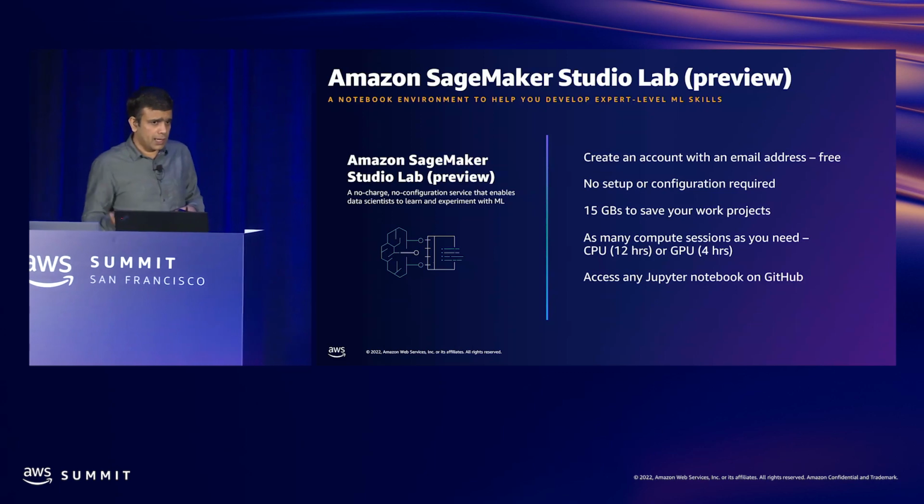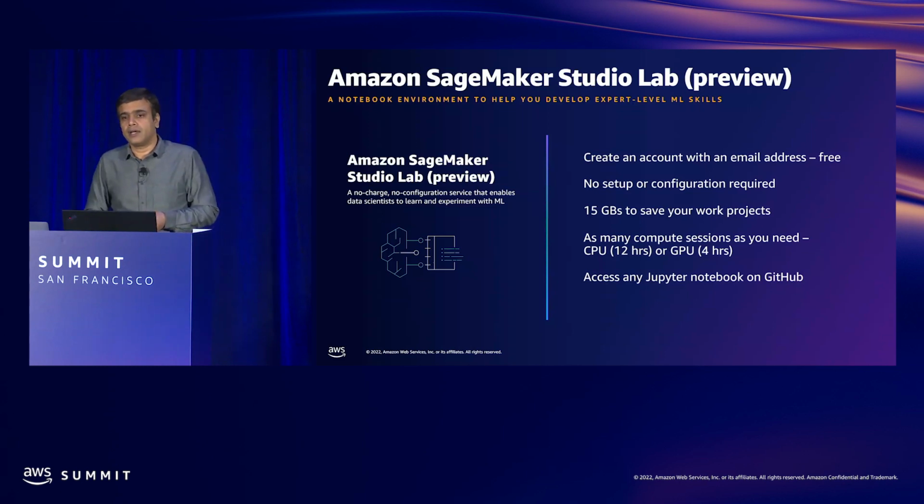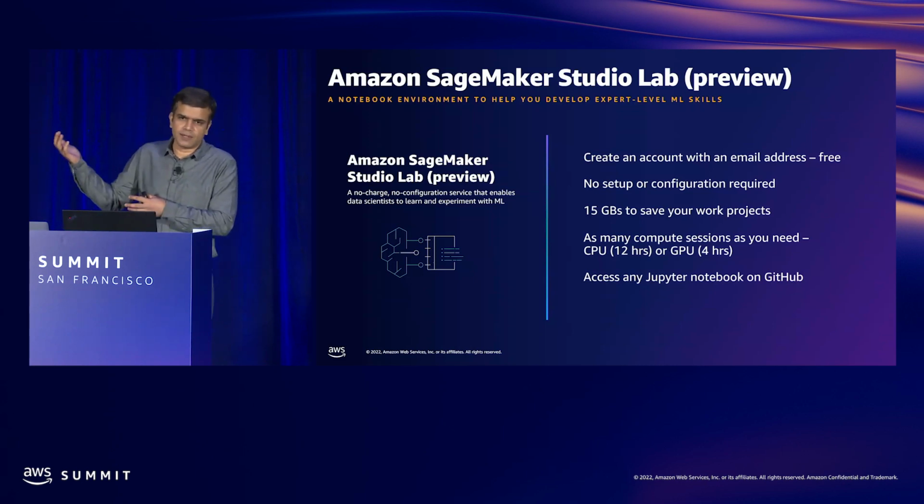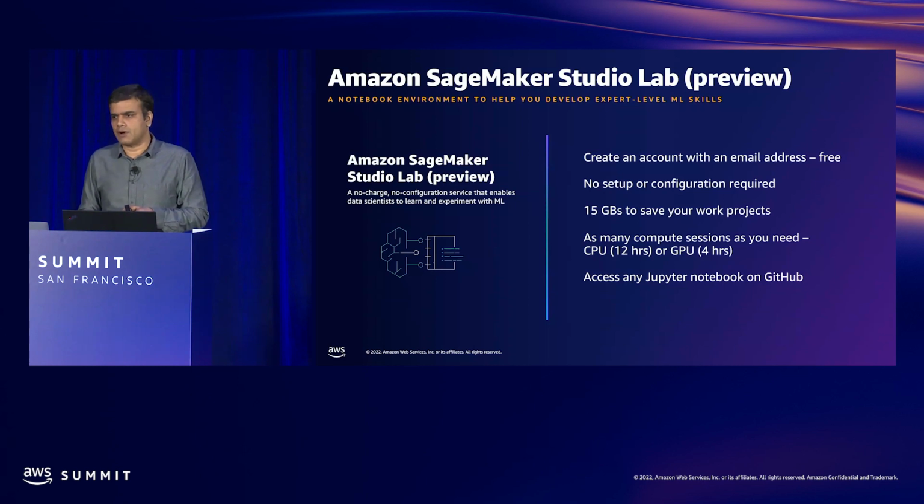And what it allows you to do is sign up for an account using just your email address. You're not creating an AWS account here, so you don't have to use your credit card, and SageMaker Studio Lab is free. It offers both GPU and CPU resources for free. GPU is for up to 4 hours for every session, and with CPU you get about 12 hours per session. So that's good enough to try out many of the models as you're learning.